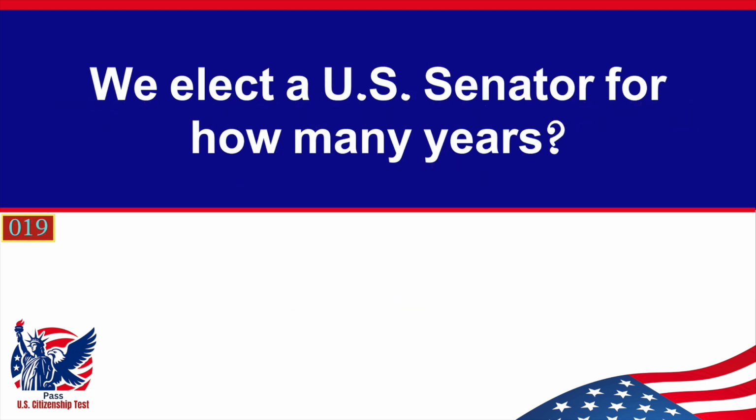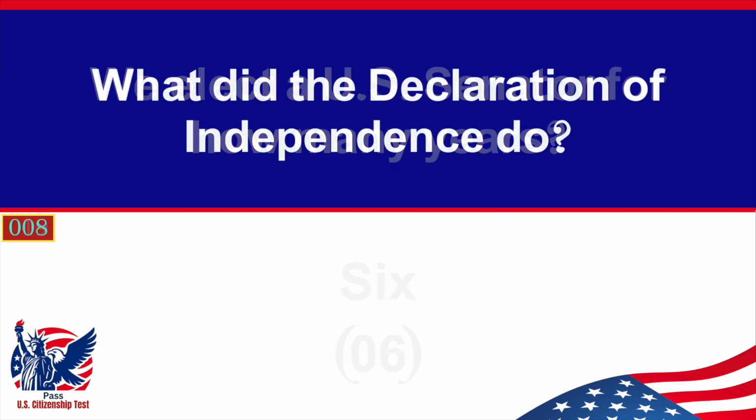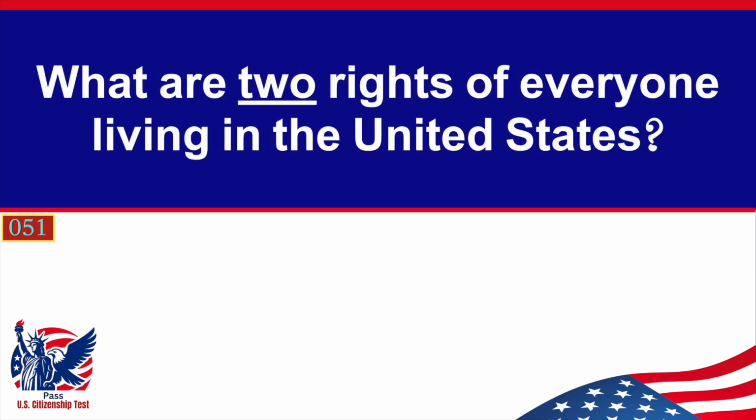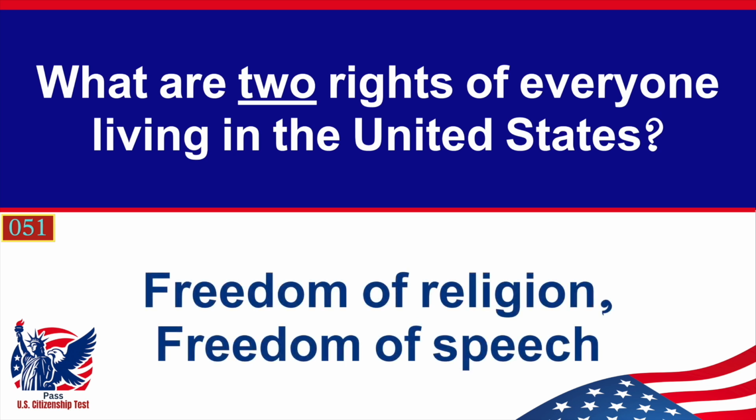We elect a U.S. Senator for how many years? 6. What did the Declaration of Independence do? Announced our independence from Great Britain. What are two rights of everyone living in the United States? Freedom of speech. Freedom of religion.